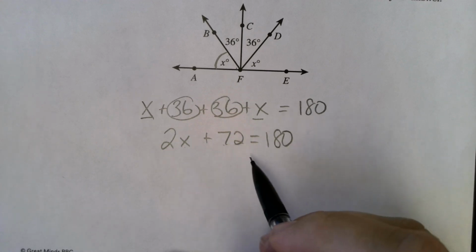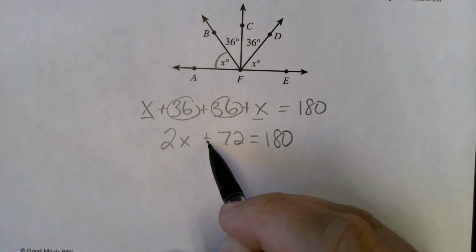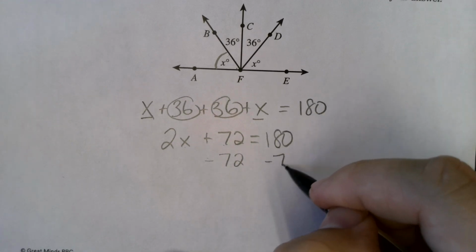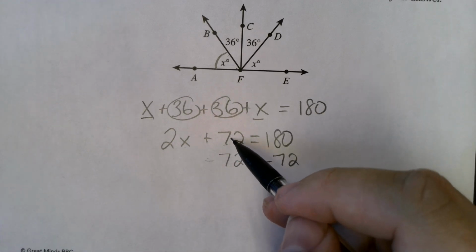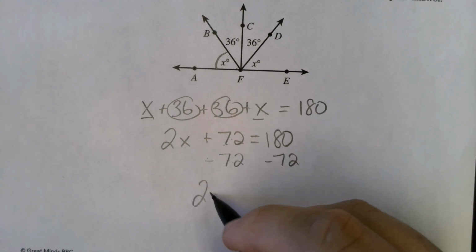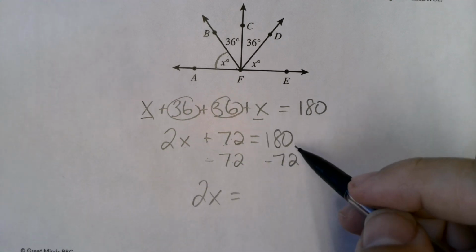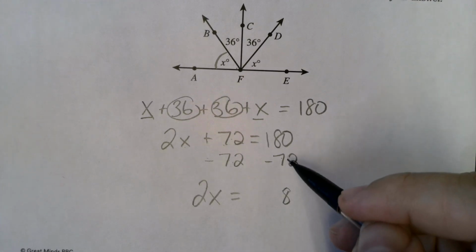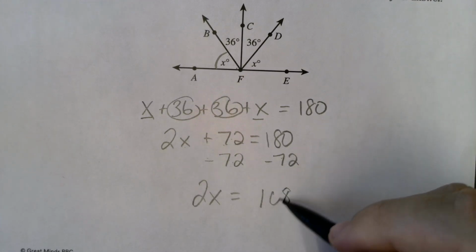Well, how am I going to move it over? I'm going to do the inverse. So the inverse of plus 72 is minus 72. And 72 minus 72 is 0. 2x plus 0 is 2x. And when I subtract these, I get 108.